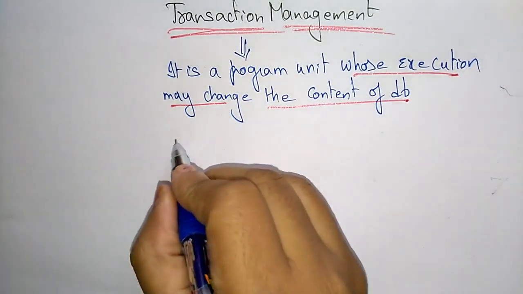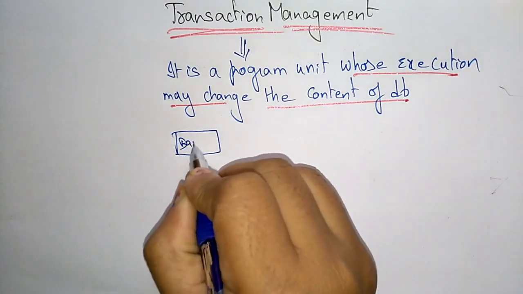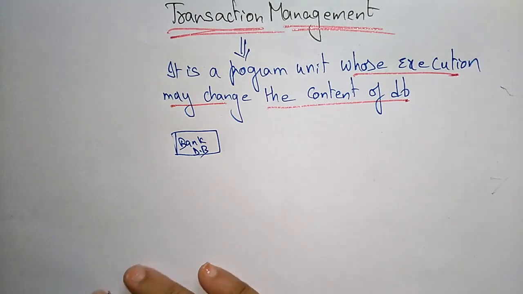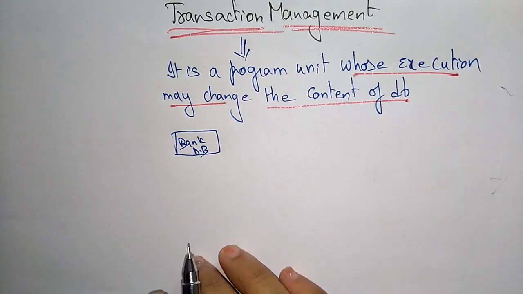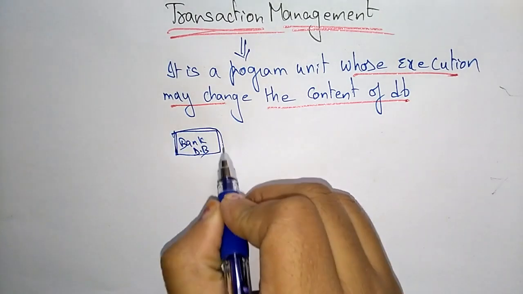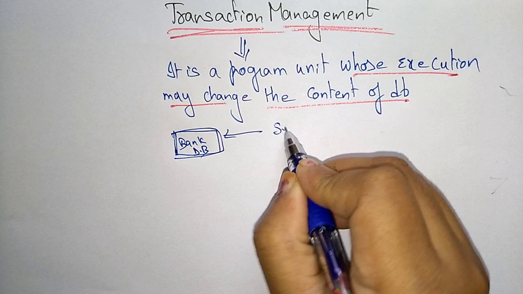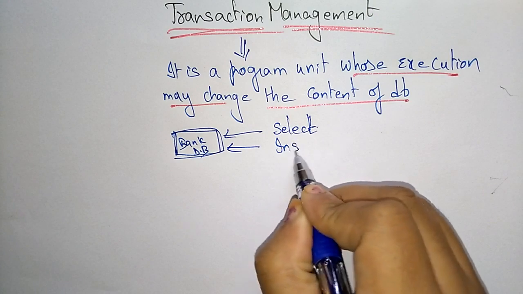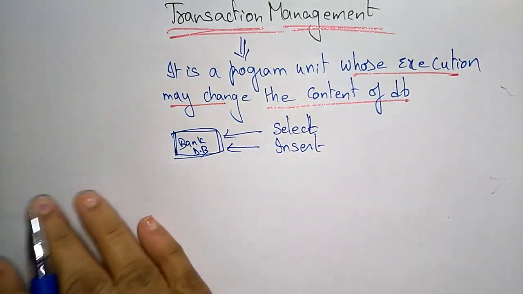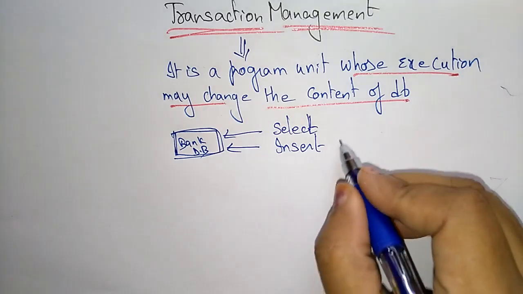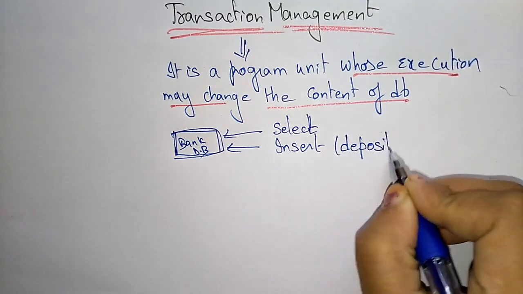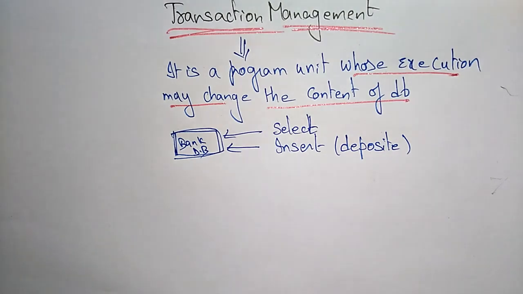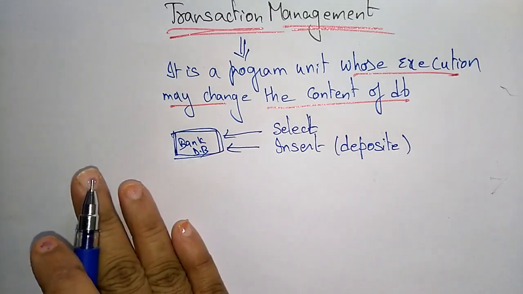Suppose you are having one bank database. In one particular bank you are having some accounts, so a database is there. Here the transaction means whose execution may change the content of database. So how will this database content be changed? With the help of some select. You are selecting from the database and you are doing some insert. By using insert operations, you are depositing the money in your account, and the content of database is changing. So that is one type of transaction.